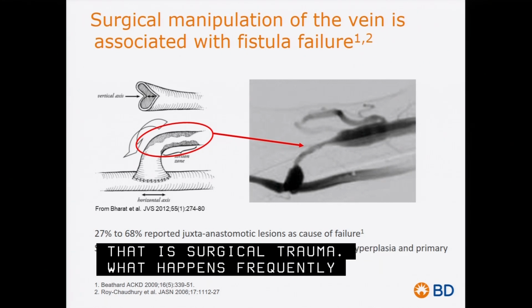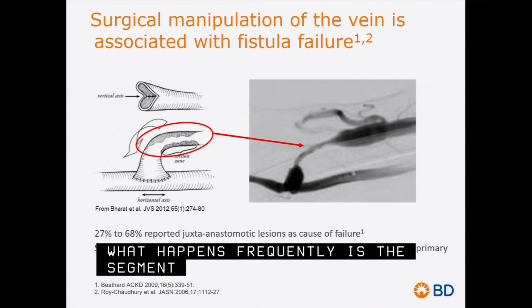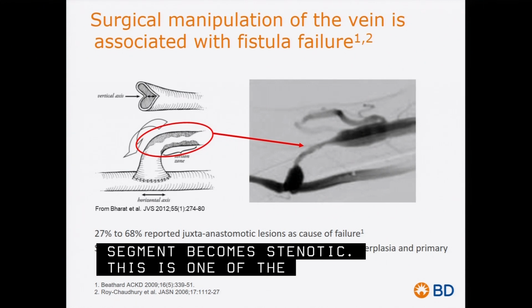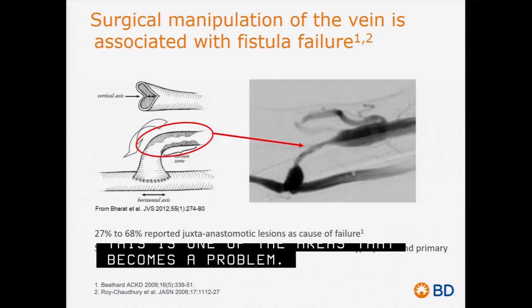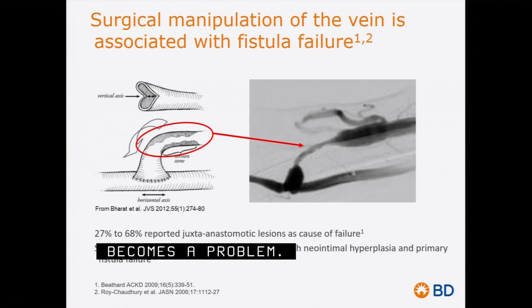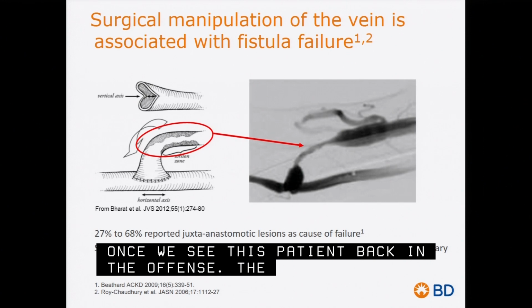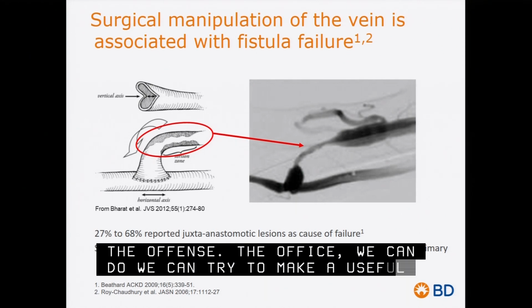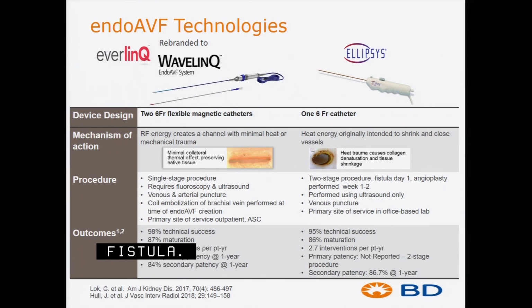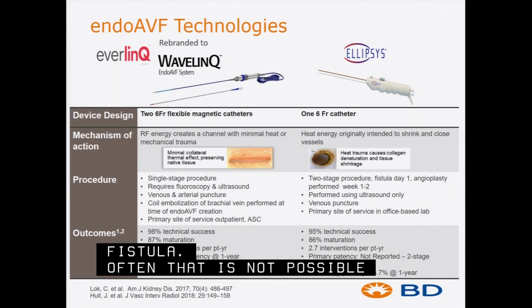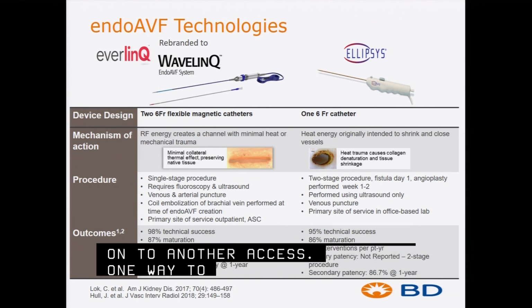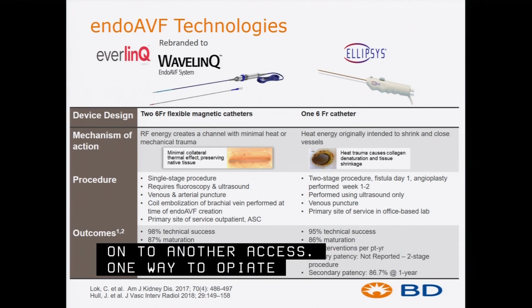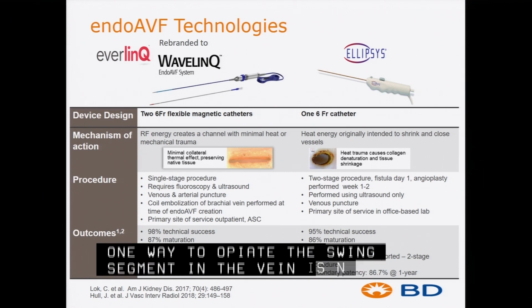So when I talk about doing those reinterventions on those surgical fistulas, this is one of the areas that becomes a problem, that arterial anastomosis. And this is something, once we see this patient back in the office, the flow's low in the fistula, we can then do a fistulogram and angioplasty this area to try to make a usable fistula. Often that's not possible. They may need a surgical revision or abandon this and move on to another access. Well, one of the ways to obviate that swing segment in the vein is not to swing the vein over, but to do this where the veins and arteries are in close apposition and do the procedure percutaneously.